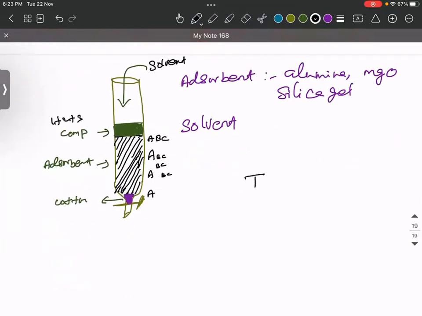thin layer chromatography, TLC. It uses a small glass plate, which is coated with silica gel, or you can coat aluminum.